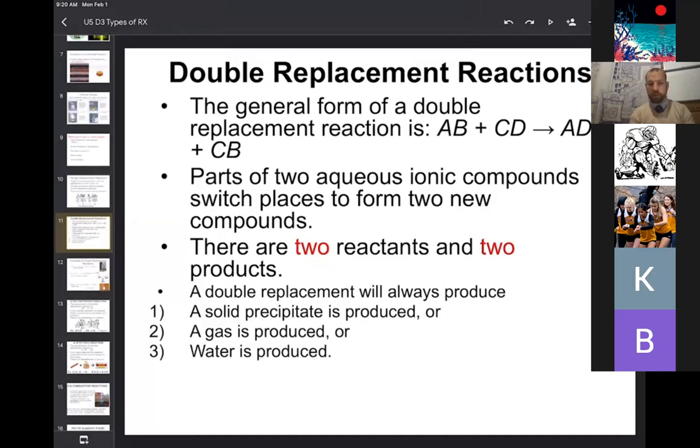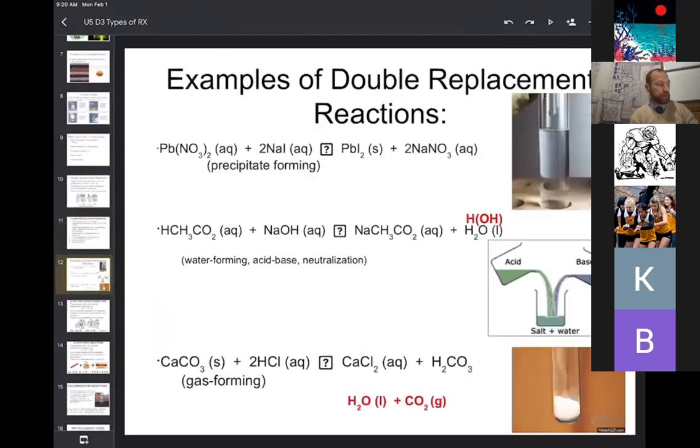If there is a double replacement reaction, there will always be one of these signs of chemical reaction. There will always be either a solid precipitate that forms, a gas that is produced, or it will produce water in the case of an acid-base reaction, as I think that I did in the video.